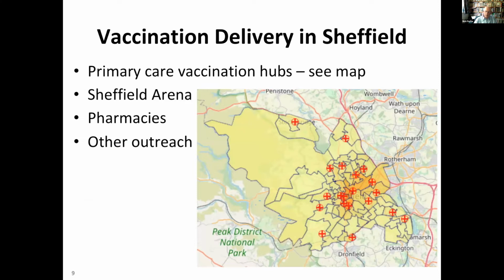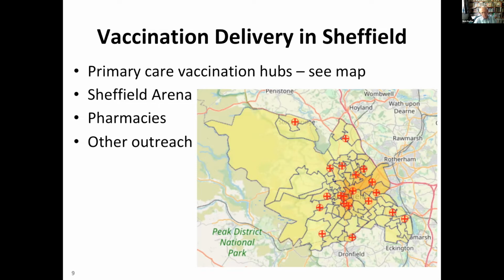So that's all I've got to say about where we are in terms of cases and deaths and admissions and so on, and what's happened recently. What I want to move on to now, and we're shortly going to hand over to Ian, is to look at vaccination delivery in Sheffield. Sheffield has relied quite substantially on primary care vaccination hubs, which are the little red crosses you see on the map. And they've been spread fairly well around the city.